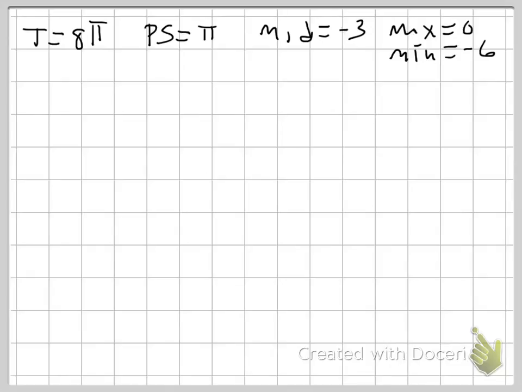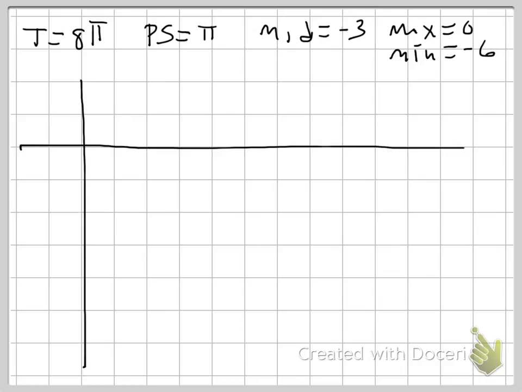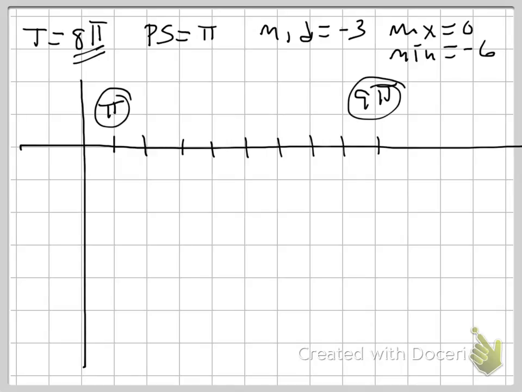So, what I'm going to do here, there's my y-axis, and this is where I'm going to put 0. Okay, here's pi, 2 pi, 3 pi, 4 pi, 5 pi, 6 pi, 7 pi, 8 pi, 9 pi. I know that I'm going to start at pi and I'm going to end at 9 pi because the period is 8 pi.